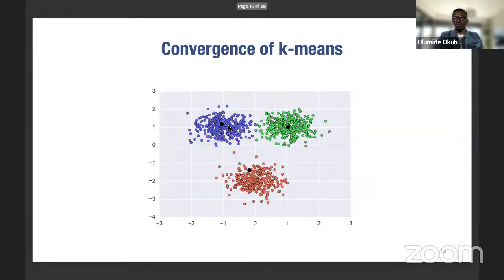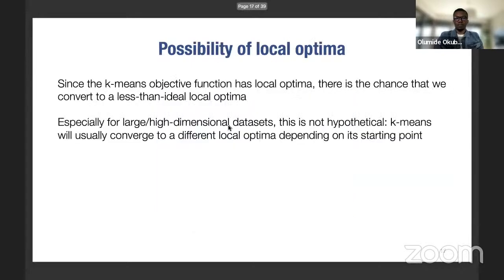Okay, so I went through this already. Now, the possibility of a local optima. I like minima, but I know why they use optima here, because you don't know if it's a minima or a maxima. Some people say maxima, some people say minima. I think this just makes everybody happy.